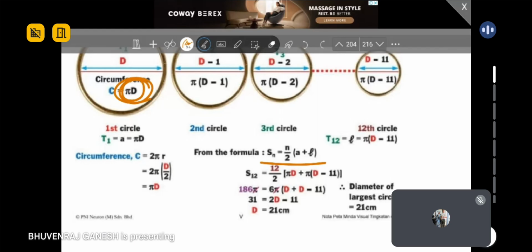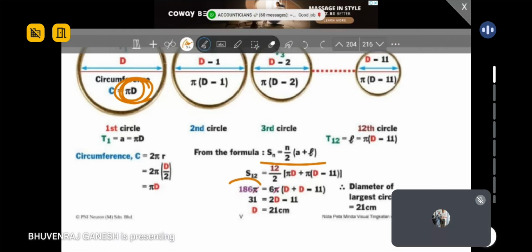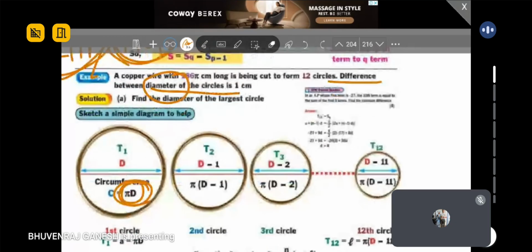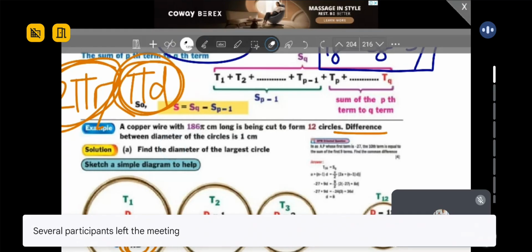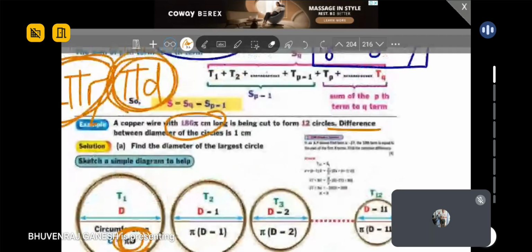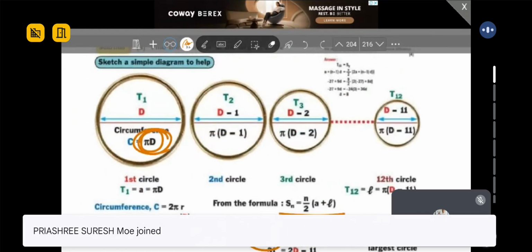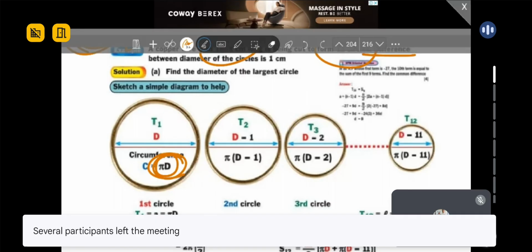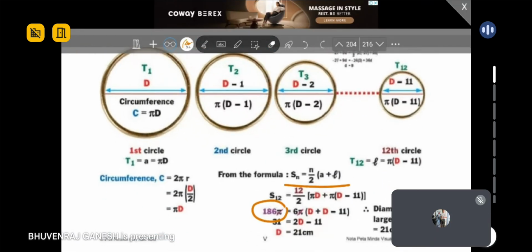So this is where this formula comes in very useful, guys. Sn equal to n over 2 (a plus L). Why? Because Sn is the total circumference. So we have the value already, is 186 pi berdasarkan soalan kat sini. You just substitute directly, this one over here. And then n, kita ada 12 bulatan, 12 circles. So n is 12. Then your a value refers to circumference for the first circle, ukur lilit bulatan pertama, which is pi d.